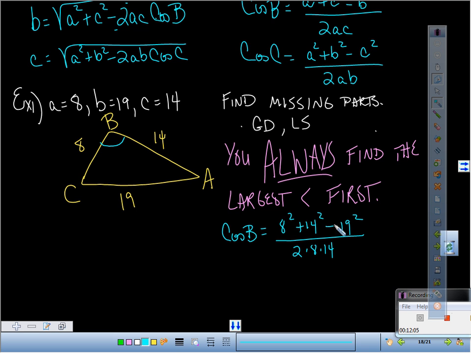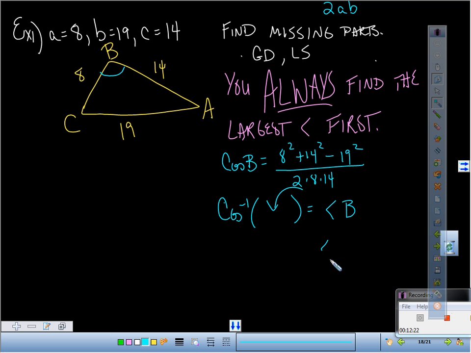So some of the kids found this first, and then they did inverse cosine. That's perfectly fine. I'm just going to go inverse cosine, and I'm going to put that in there, and that's going to give me angle B. Yes, you need to be in degrees. So tell me what y'all get for angle B. 116.8 degrees.